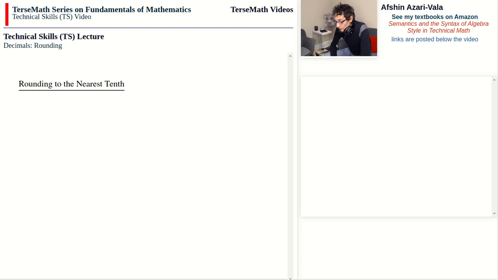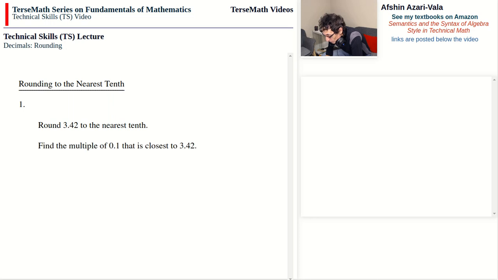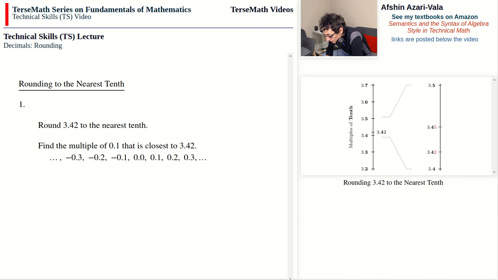Now on the fractional side, if we want to round to the nearest tenth, problem 1: round 3.42 to the nearest tenth. And the idea is to find the multiple of 0.1 that is closest to 3.42, and these are multiples of 0.1. In terms of diagrams, we have 3.4, so jumping in steps of 0.1, eventually we get to 3.2, 3.3, 3.4, 3.5, and 3.42 is in between 3.4 and 3.5.